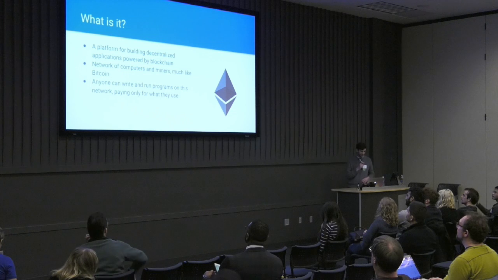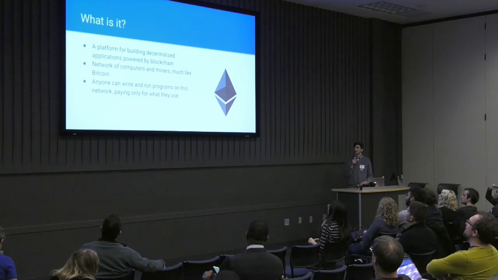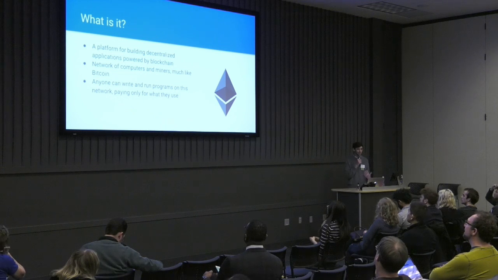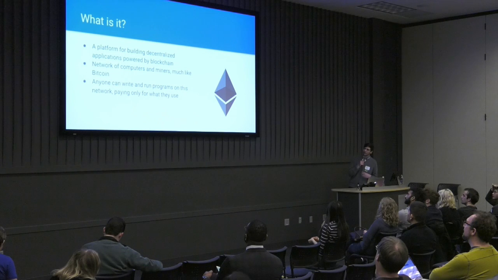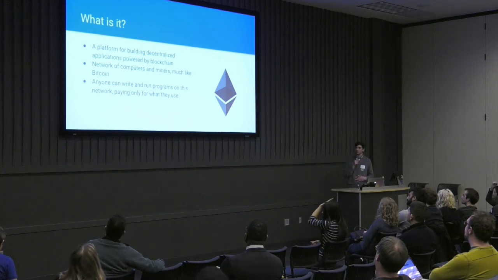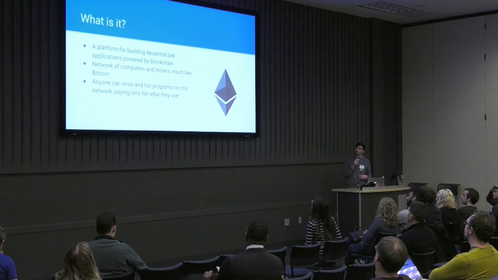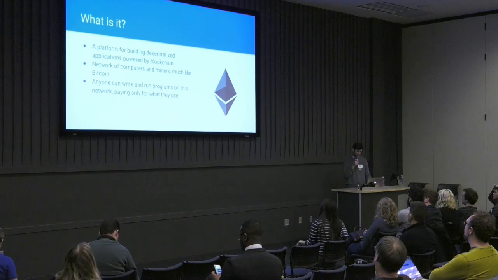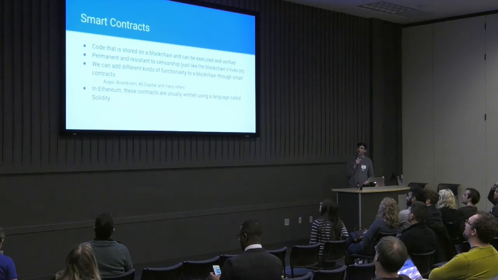Right. So Ethereum is a platform that lets developers build decentralized applications and blockchain-powered applications. It has a network of computers and miners just like Bitcoin that you can use, and anyone can write and run programs on the network. You basically only pay for what you use. You do that through smart contracts, which is the next slide. That code is what is known as smart contracts.